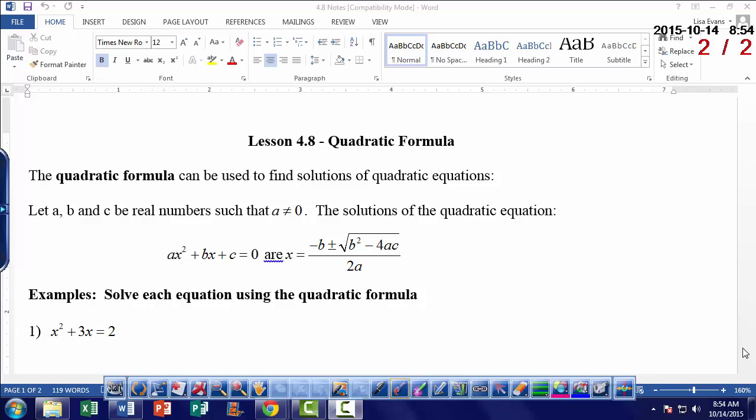Hello, today we're doing lesson 4.8. We're going to talk about the quadratic formula. This is another way to solve quadratic equations. The quadratic formula can be used to find solutions of quadratic equations.